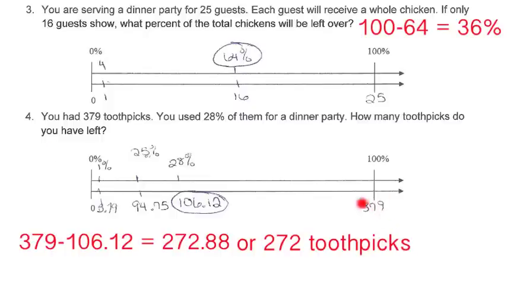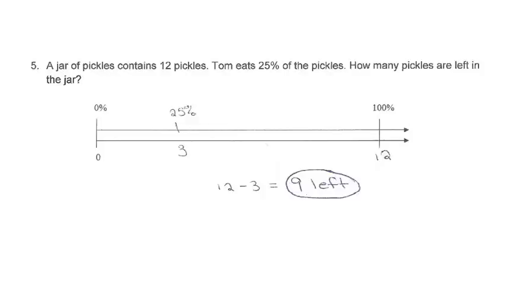You have to subtract 379 minus 106.12, and it would be 272.88, or you could just round it to 272 toothpicks. Number 5, how many pickles are left in the jar? There are 9 pickles left, because if Tom ate 25% of the pickles, 25% is 3, so you had to go 12 minus 3, which gives you 9 left over.